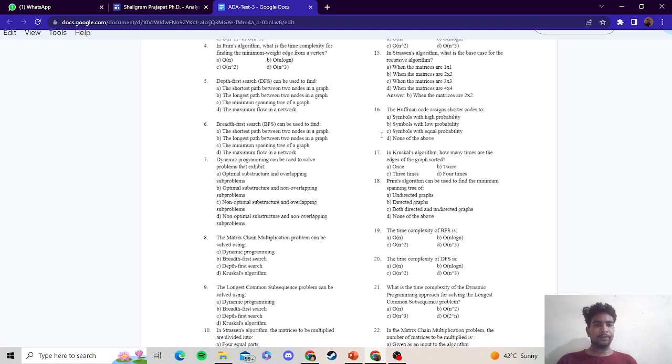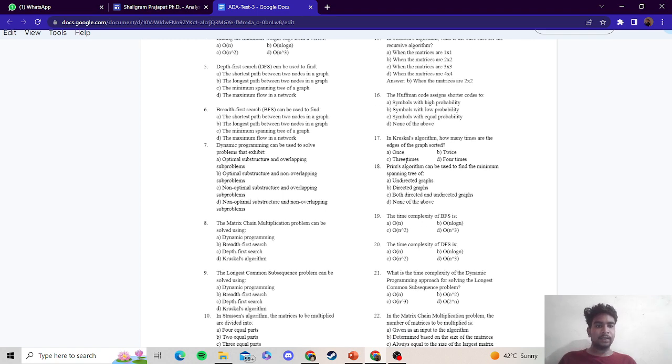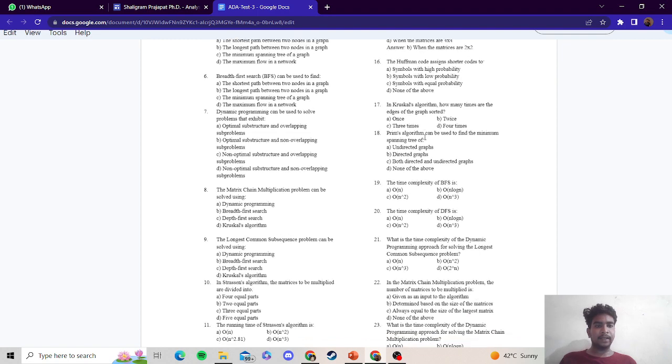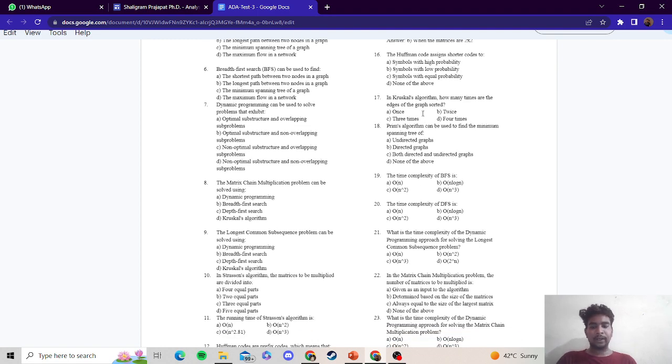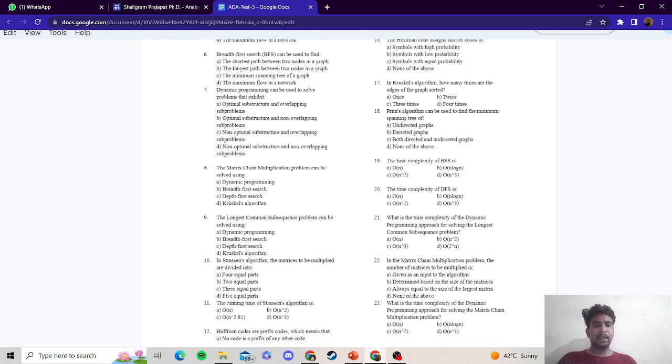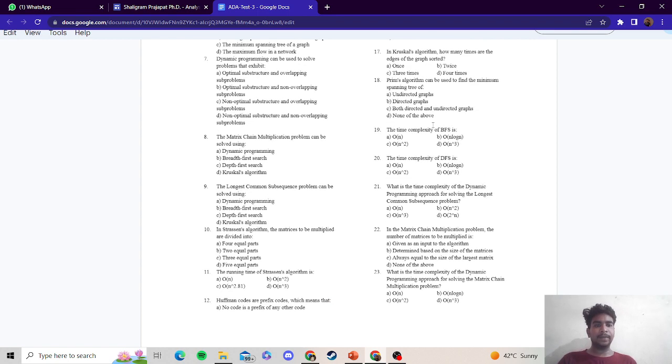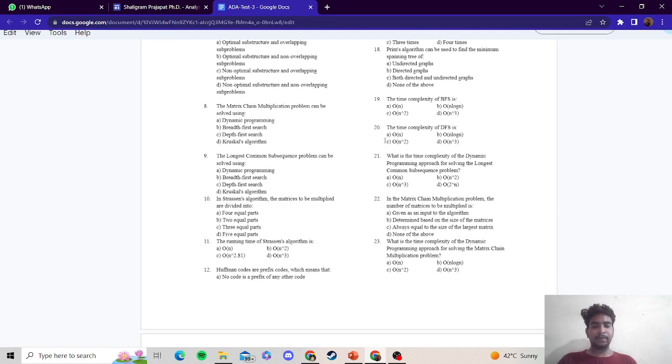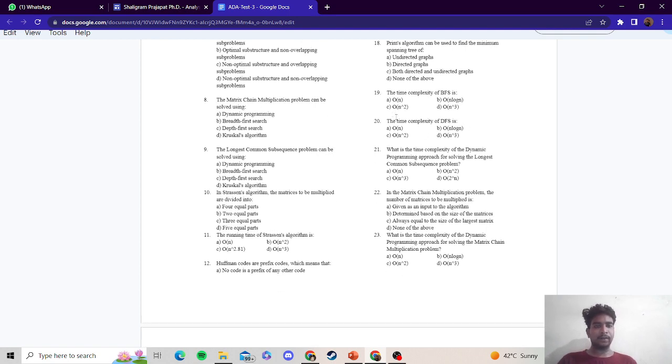Question number 16. The Huffman code assigns shorter codes to symbols with high probability. In Kruskal's algorithm, how many times are the edges of a graph sorted? So only once. Prim's algorithm can be used to find the minimum spanning tree of undirected graphs. The time complexity of BFS is order of n. The time complexity of DFS is order of n.